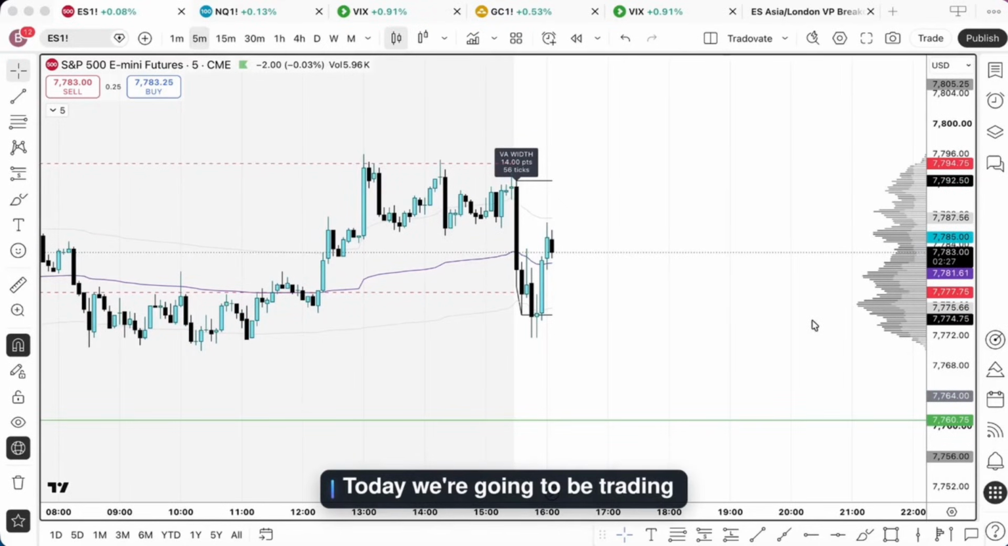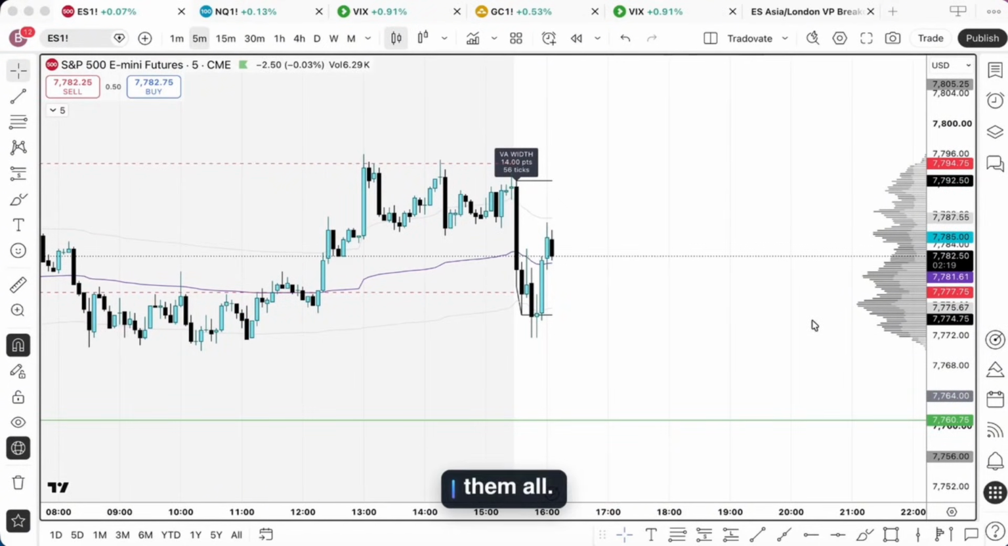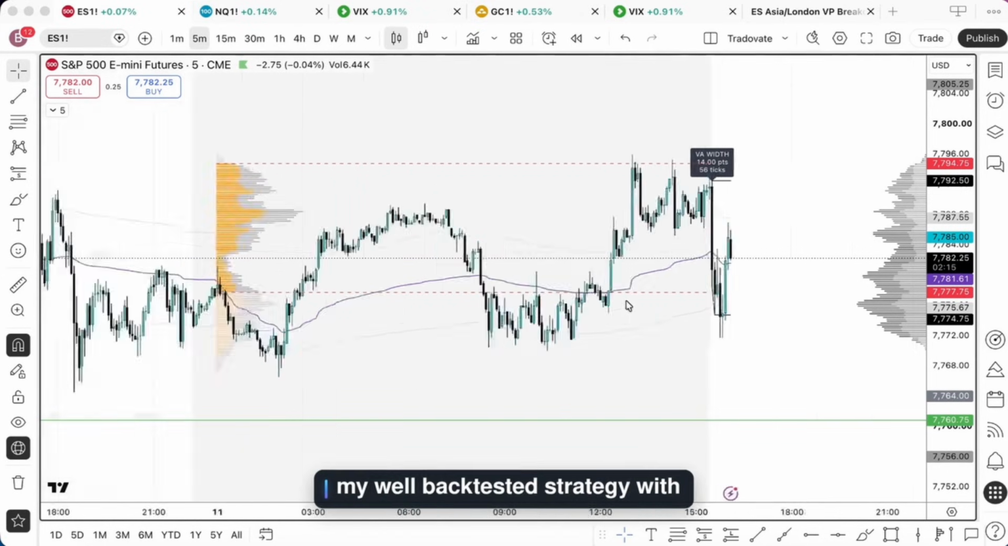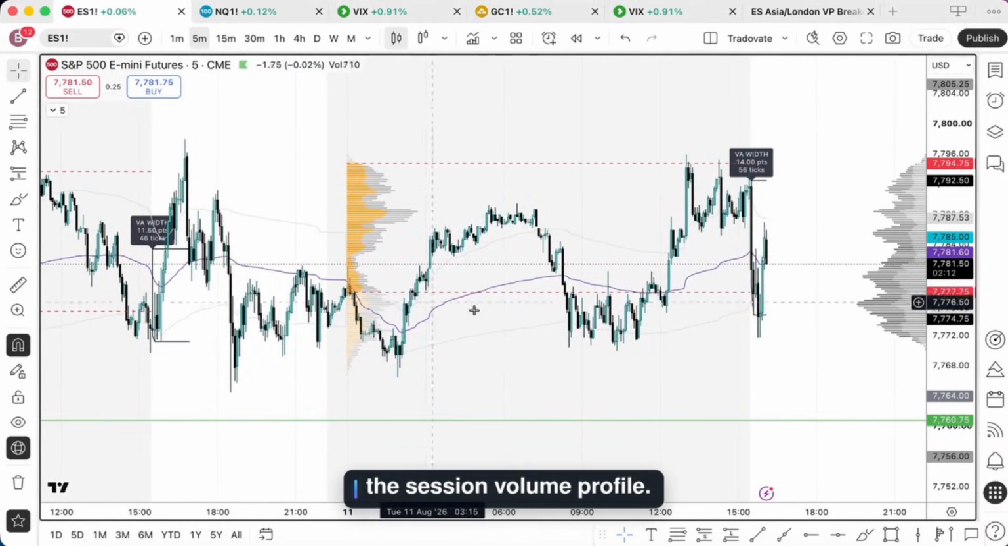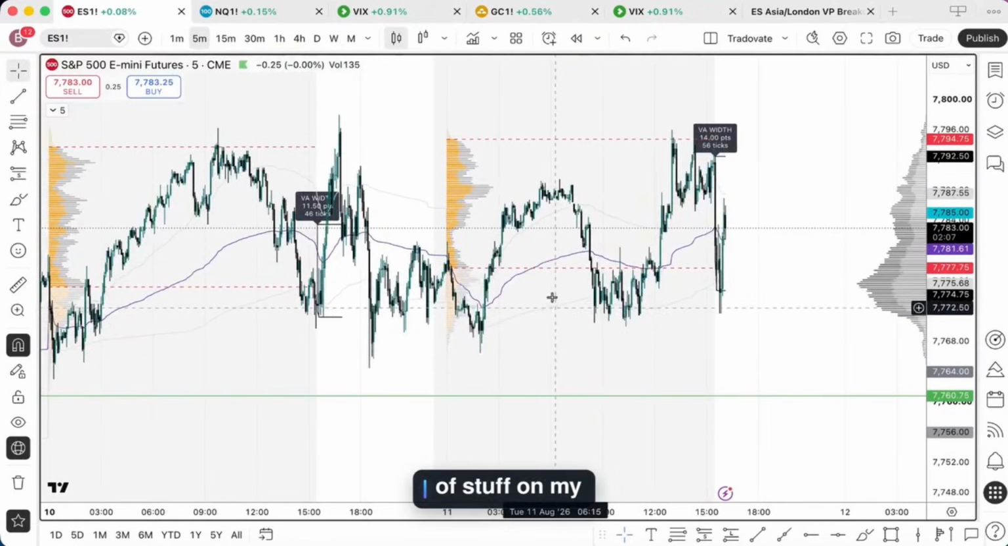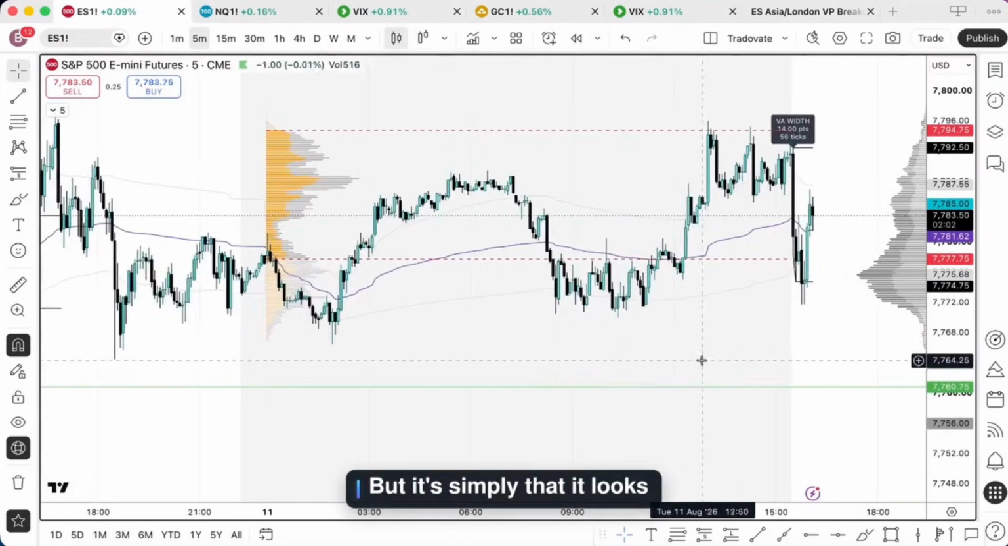Hello guys, welcome. Today we're going to be trading ES, my favorite instrument of them all, and we're doing that with my well back-tested strategy with the session volume profile. As you can see, a lot of stuff on my screen right now, but it's simpler than it looks.